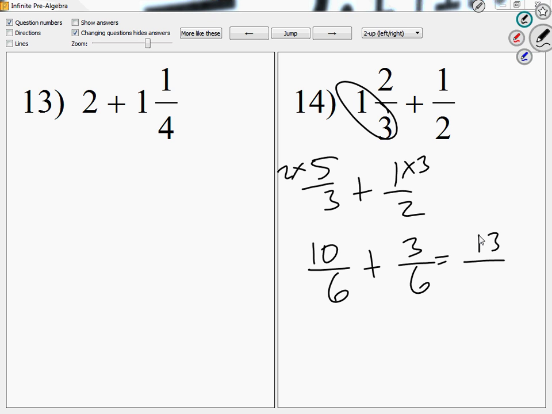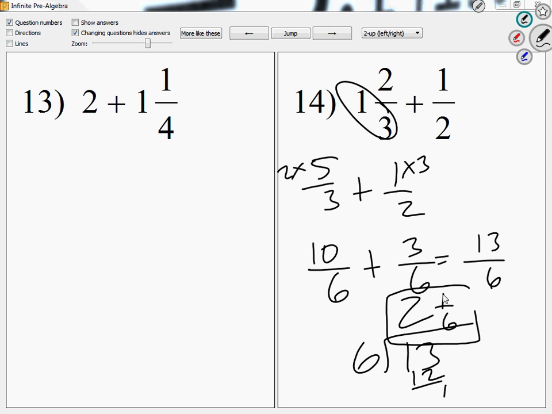So we have 13 over 6. Remember the denominator stays here, and then just deal with the top. 10 plus 3, 13. The bigger number's on top, so we do have to divide. How many times does 6 go into 13? 2 times. It's 12. Our remainder is 1. So 1 over 6.